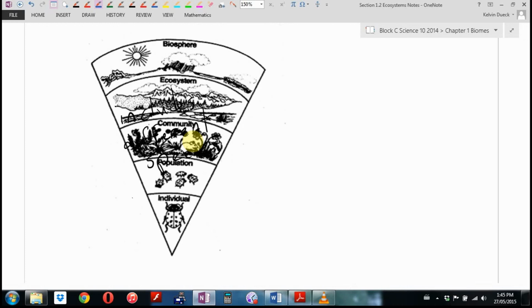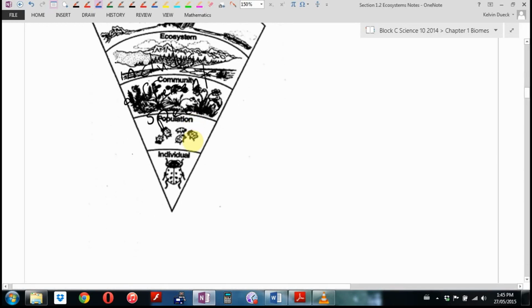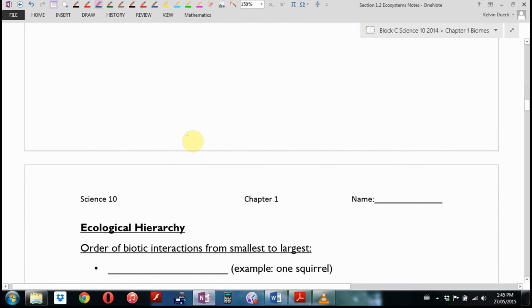Is that okay? Turn the page for you guys. Or is it? Turn the page for you guys? Okay.